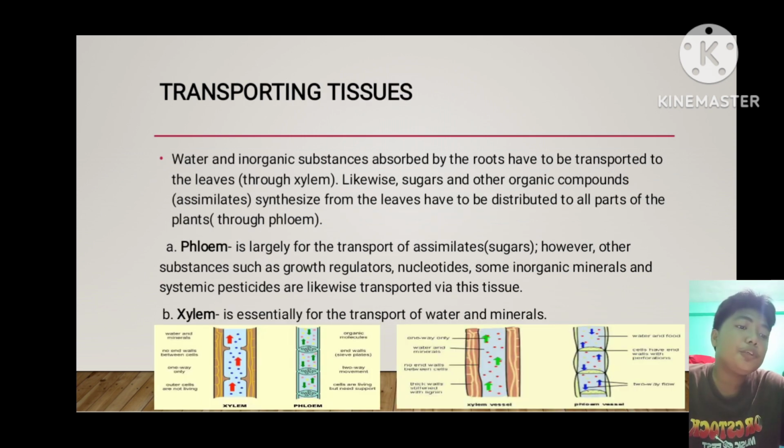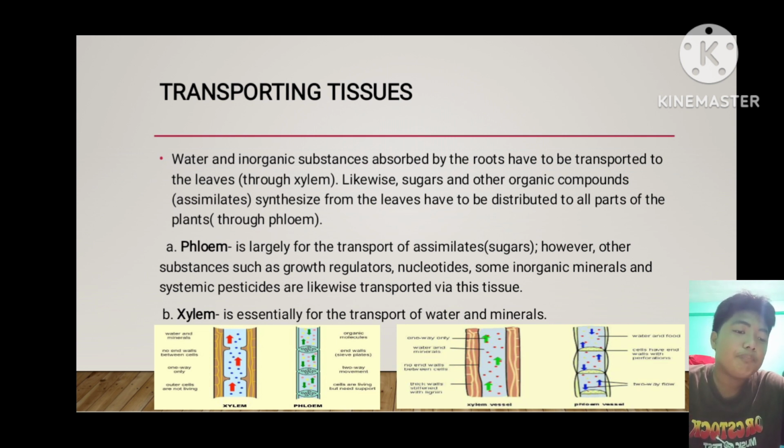Next is the transporting tissues. Water and inorganic substances absorbed by the roots have to be transported to the leaves through xylem. Likewise, sugars and other organic compounds, assimilates synthesized in the leaves, have to be distributed to all parts of the plant through phloem. First, let's identify phloem and xylem.